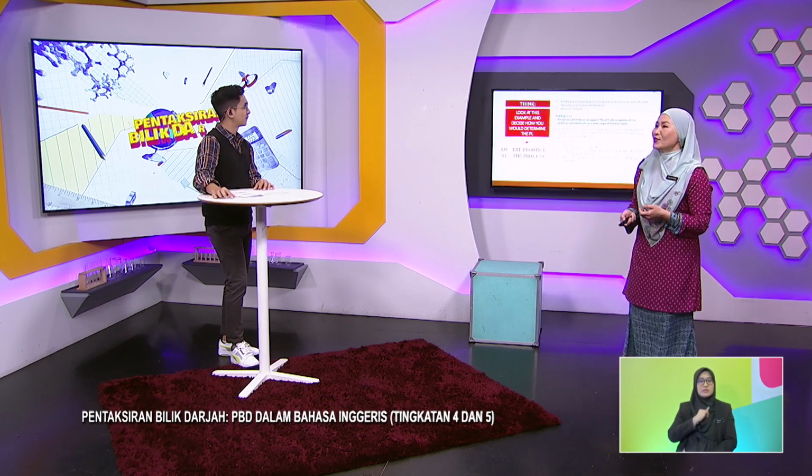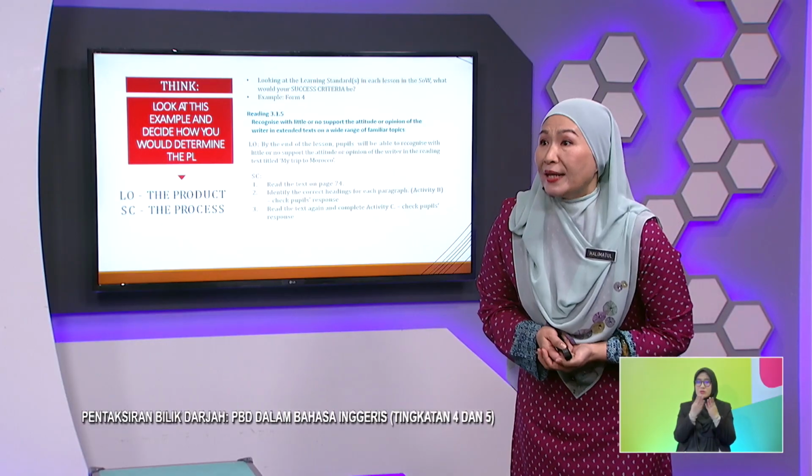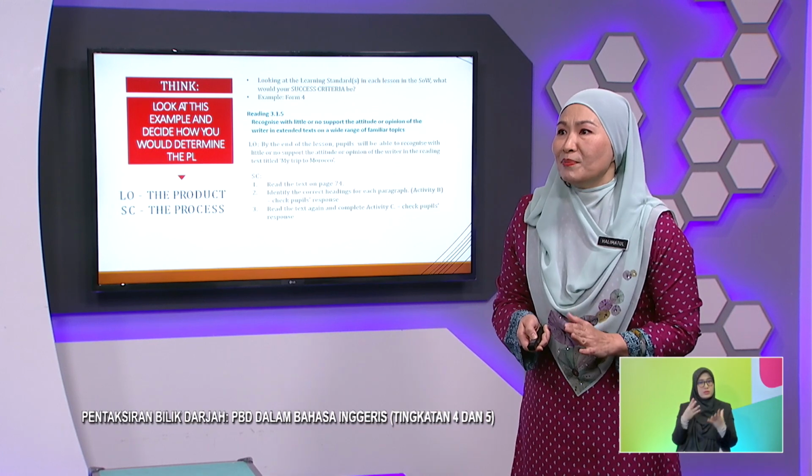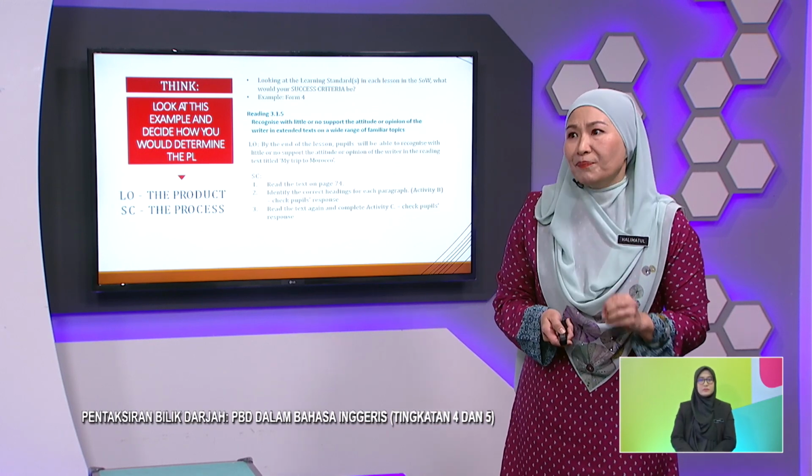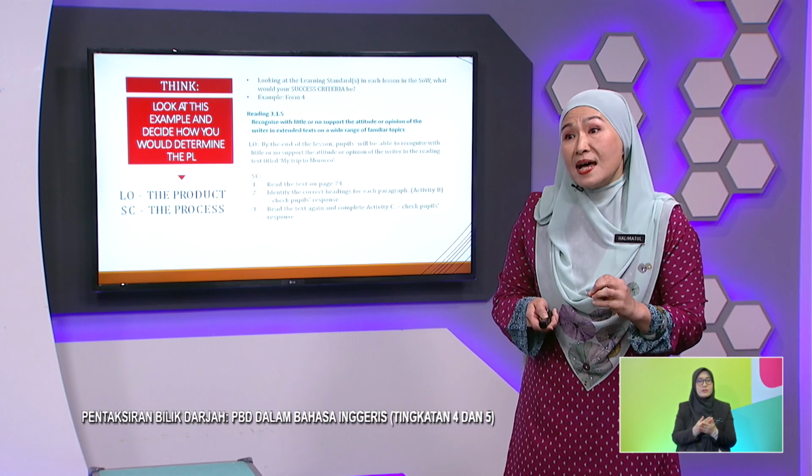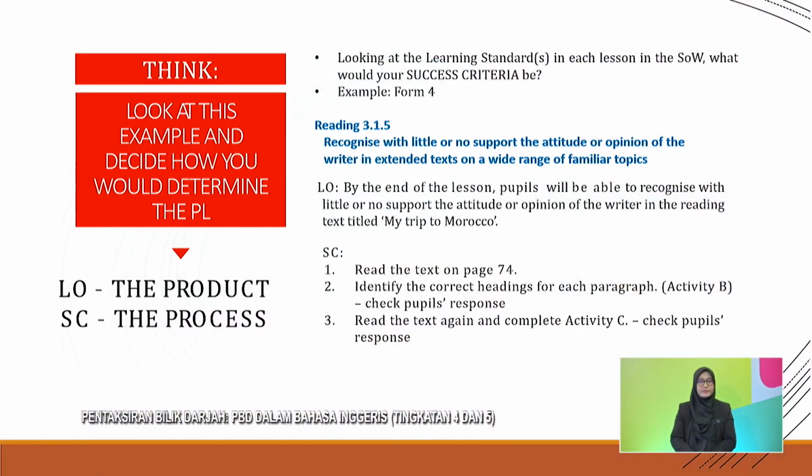All right, let's move on to the next one. Now I have it in red because I want everyone to think. Look at this example and decide how you would determine the performance level. LO, learning objectives, is the product. SC, success criteria, is the process.